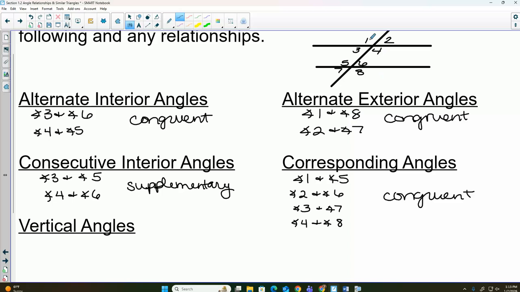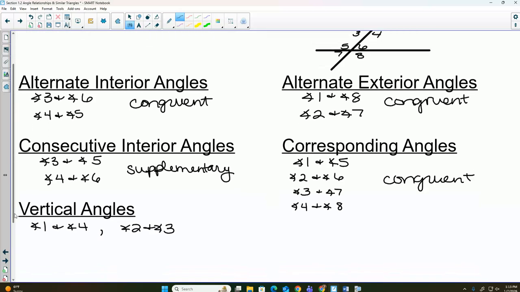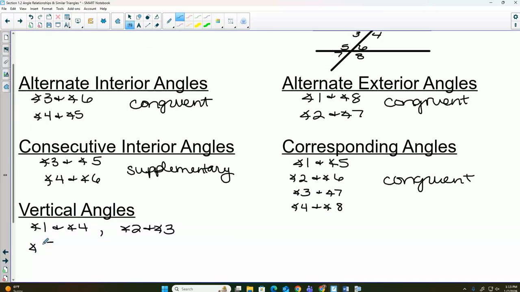Okay, last one's vertical angles. Those like make an X with each other. They're across from each other in that X. So angle 1, what's across from it? 4. Okay. Angle 2 and angle 3. 5 and 8. And the last one, 6 and 7. And what's true about those?